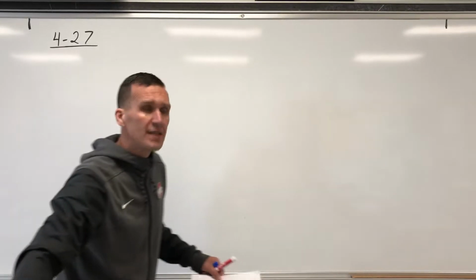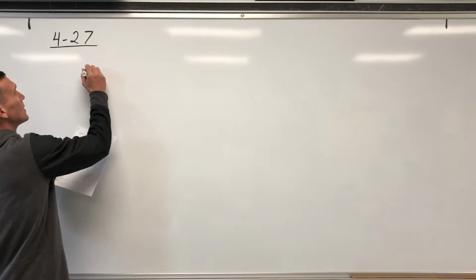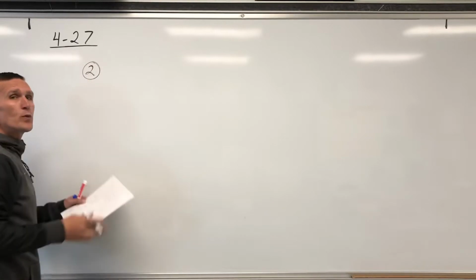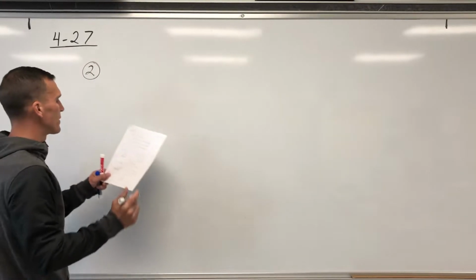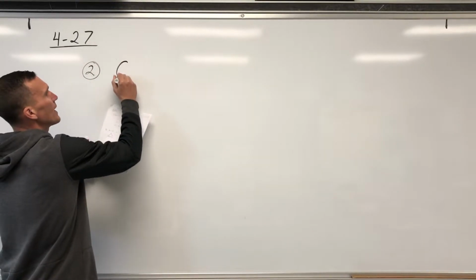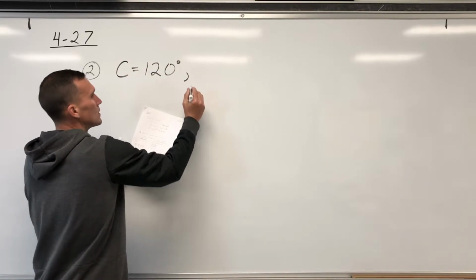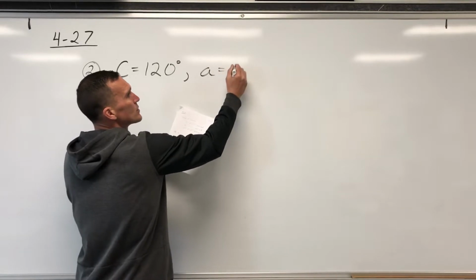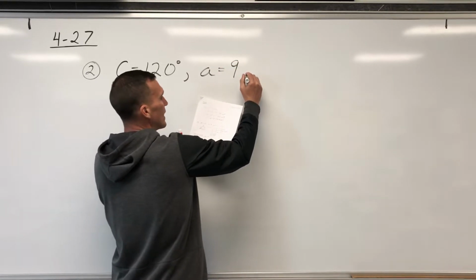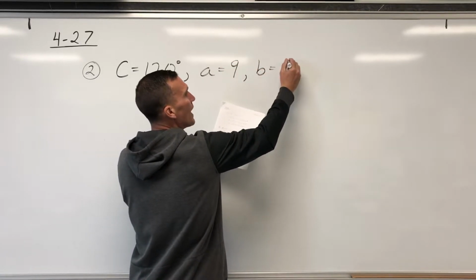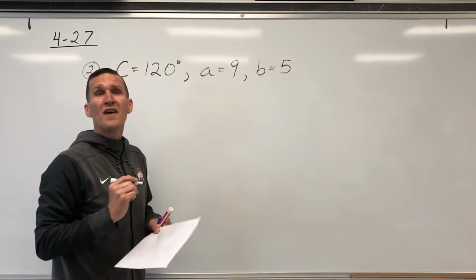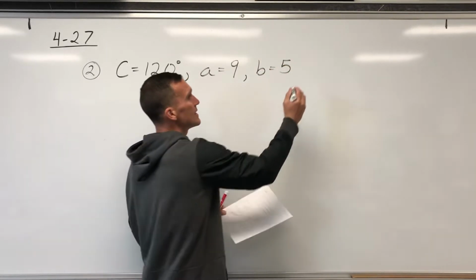And in our second example of the day, we're going to see something a little bit weird that you maybe didn't even think could happen. We have angle C is equal to 120 degrees, little a is equal to 9, and little b is equal to 5. And we're going to find side C, or little c.